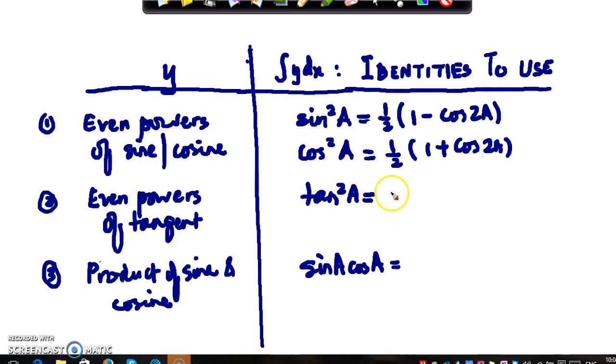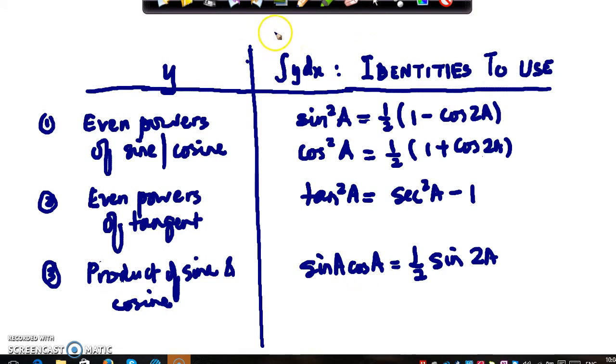For tangent square, we use the Pythagorean identity, which is secant square a minus 1. For sine a cos a, we use the double angle identity also, which is half sine 2a. See, the angles are double. So these are the 4 basic identities that you need to remember to integrate functions involving sine square, cos square, tangent square, sine a cos a.